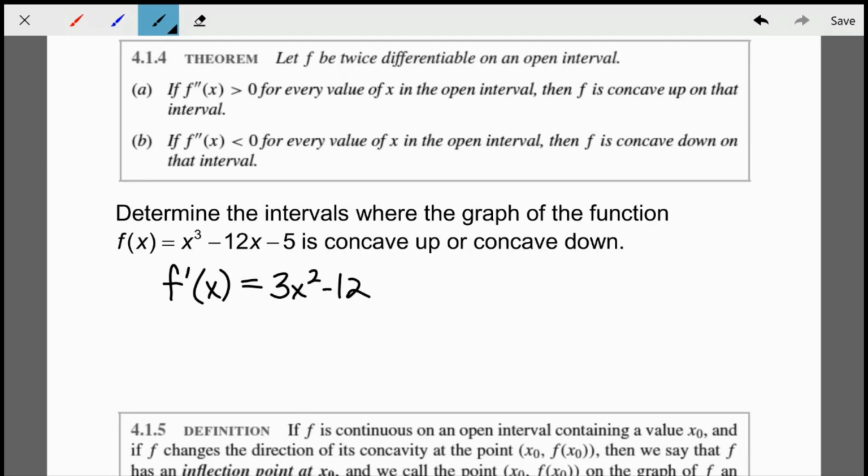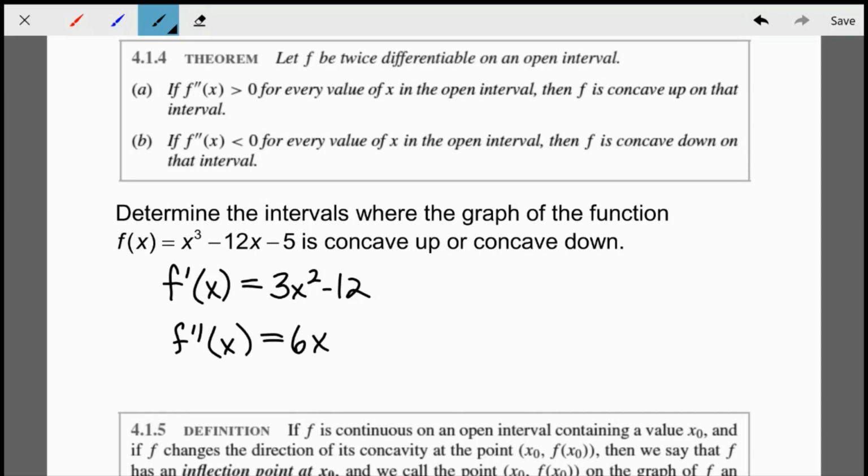Now, they didn't ask us anything about where the function is increasing or decreasing. If they did, we would use the first derivative. Since they're asking for information about concavity here, I'm going to jump to my second derivative. So my second derivative would be 6x.